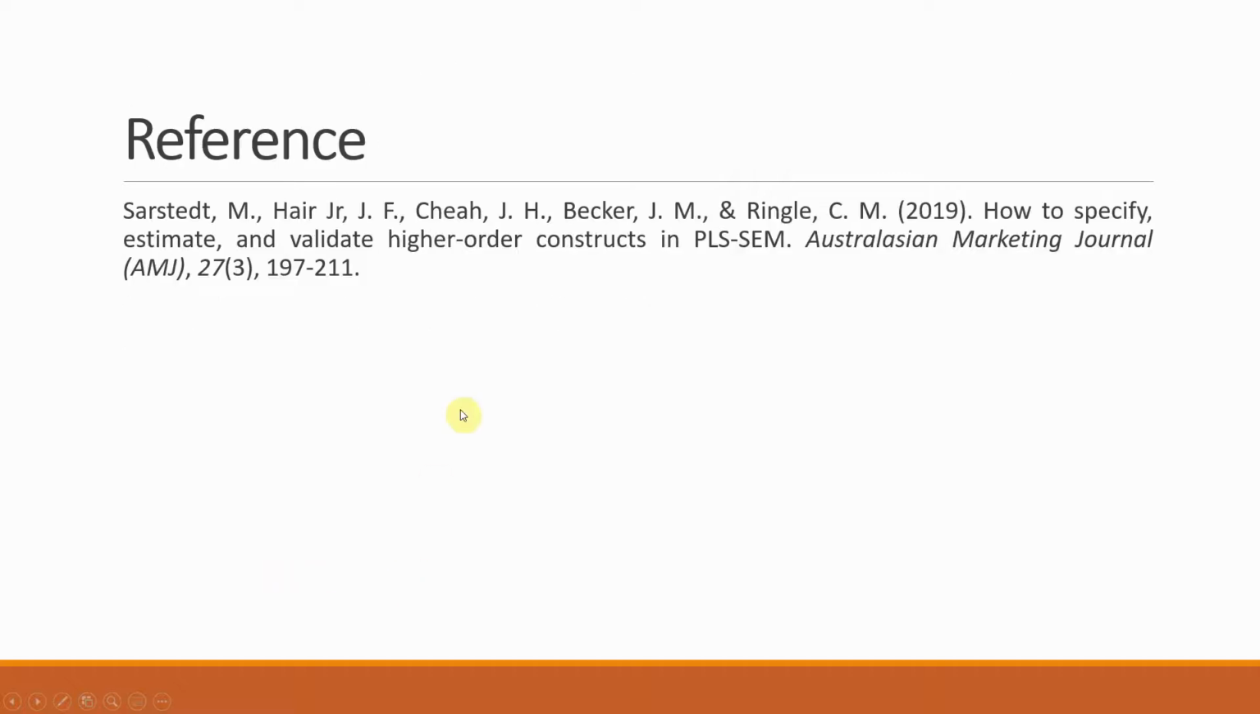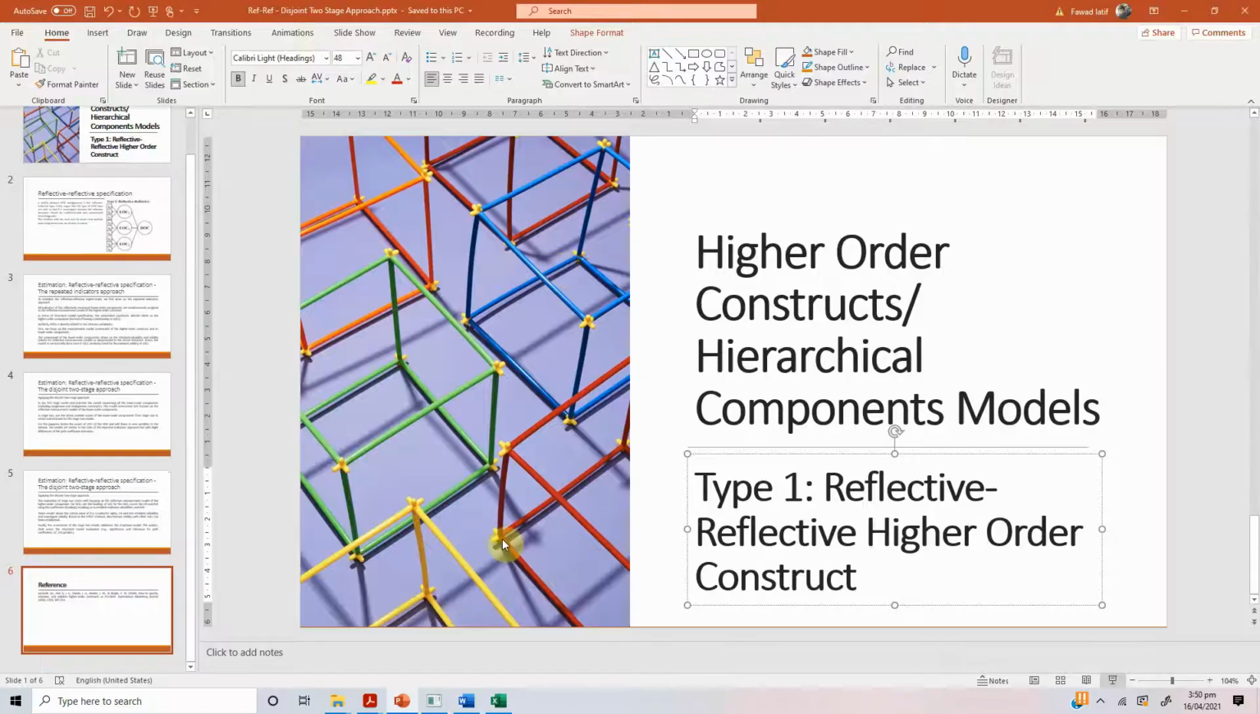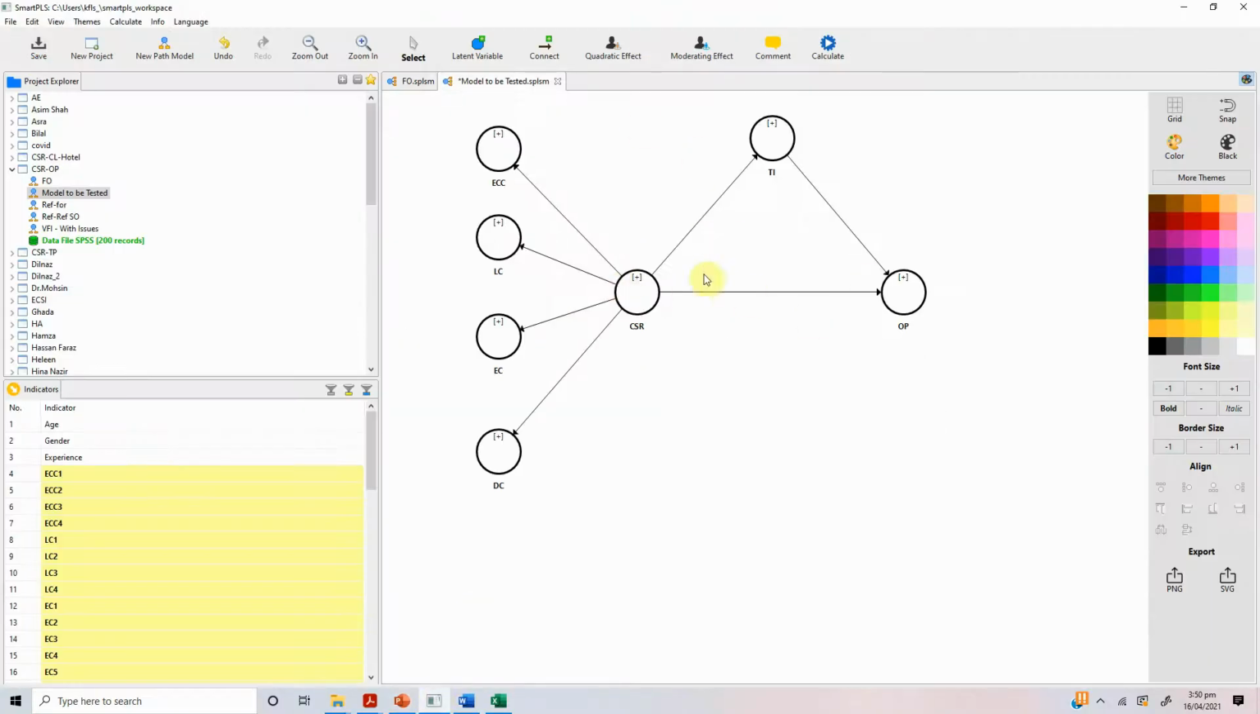If you want to know more detail about how to specify, estimate and validate higher order constructs, this is a very good paper. So please do read this paper. Now moving on, practically how shall we do it? Let's say this is the model that we want to estimate. Here CSR is our higher order construct and these are our subdimensions or lower order constructs for CSR.